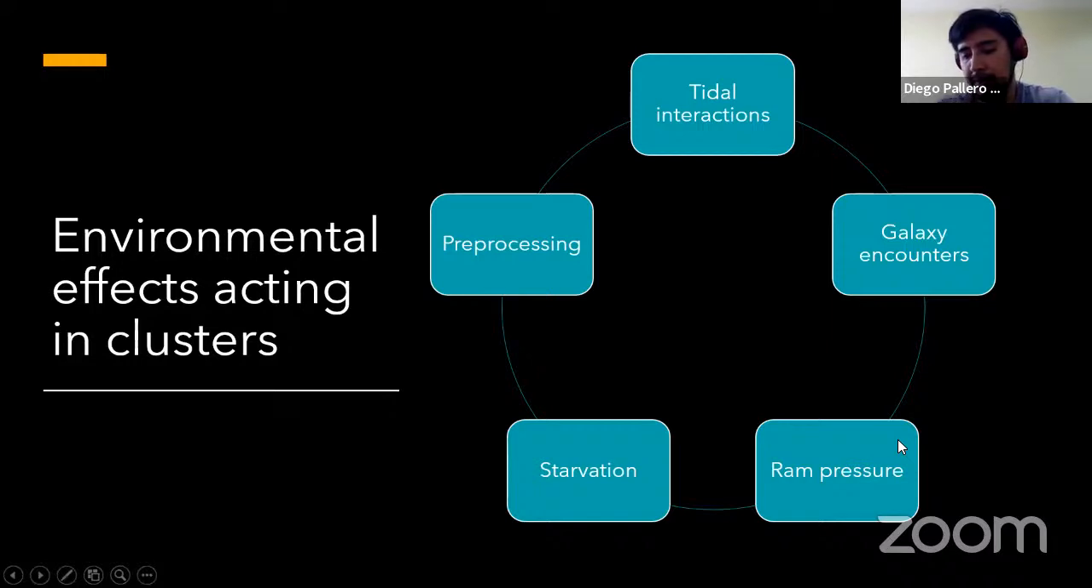If this stripping of the gas is not high enough to remove all the gas in the galaxy, but only removes the hot gaseous component of the galaxy, it enters a process of starvation in which it slowly starts to consume the remaining gas and subsequently stops its star formation. And all the processes that I mentioned before would also take place before accretion into the clusters if the galaxy comes in another substructure, such as massive galaxy groups, or in another cluster, or in these compact groups that I showed before. All those processes are usually referred to as pre-processing.